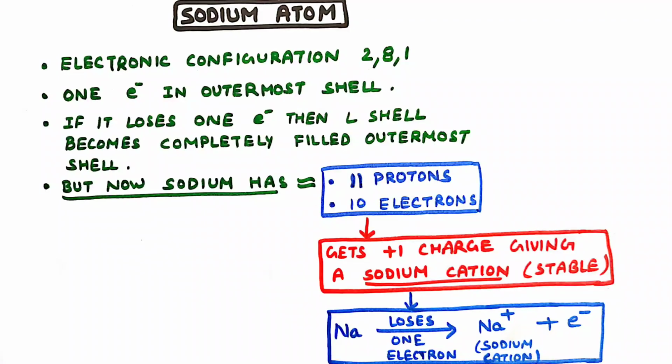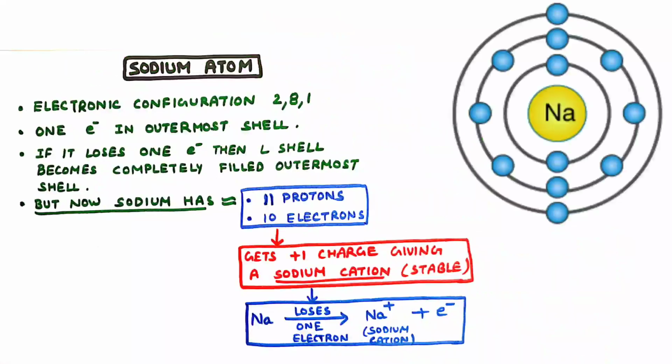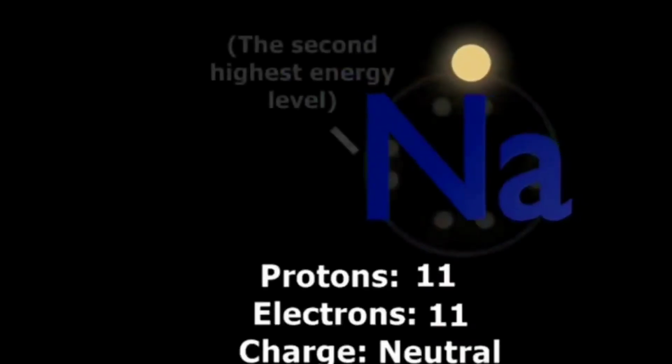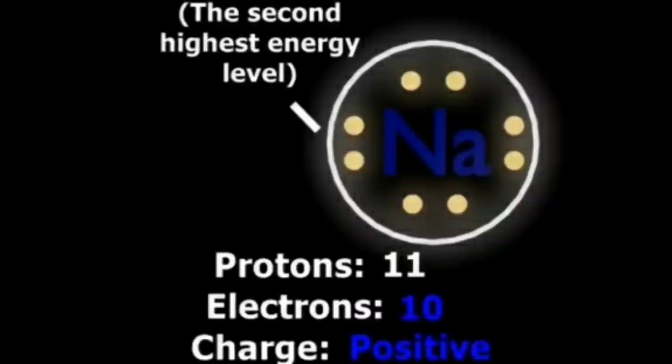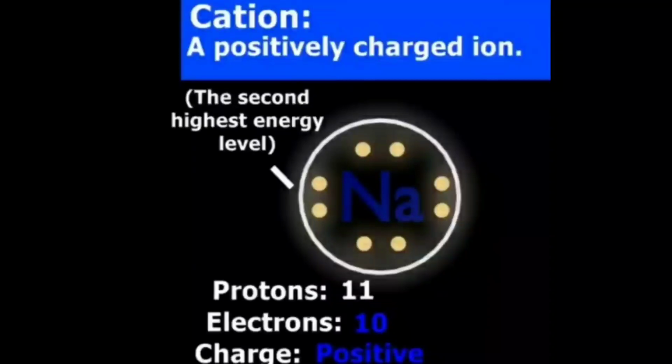Now let us understand more about this with the help of the reaction between sodium and chlorine. The sodium atom has an electronic configuration of 2, 8, 1. This means that it has 2 electrons in its K shell, 8 electrons in its L shell and 1 electron in its M shell. If it loses 1 electron from the M shell, then its L shell becomes the outermost shell. And as the L shell has 8 electrons, it is completely filled. So now the sodium atom has a completely filled outermost shell, so it is stable.